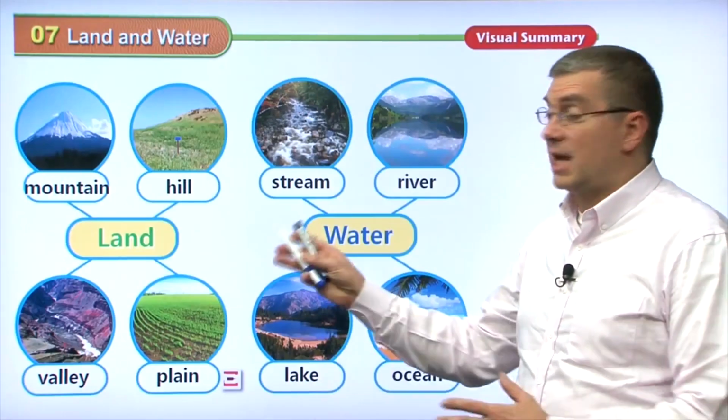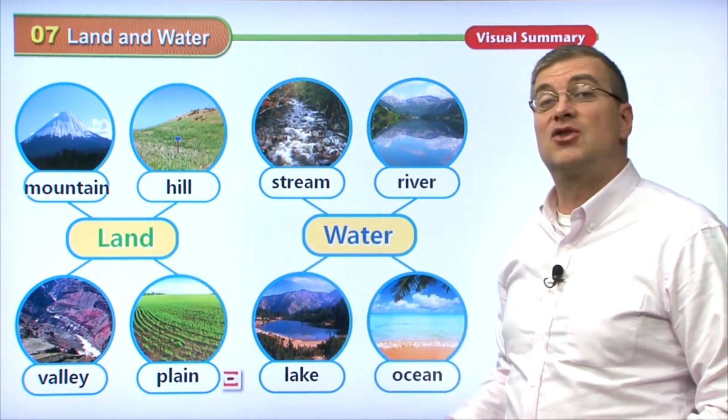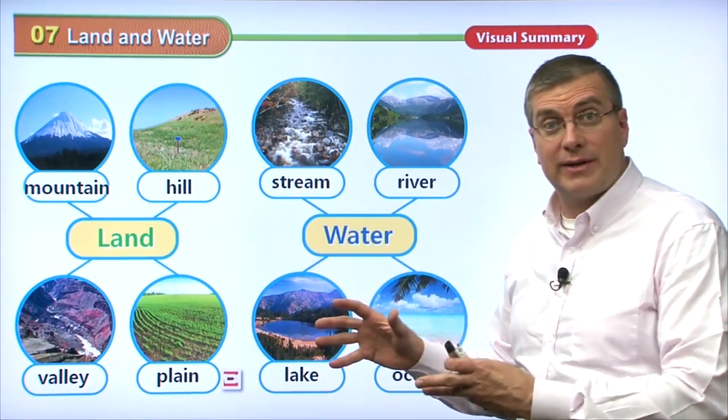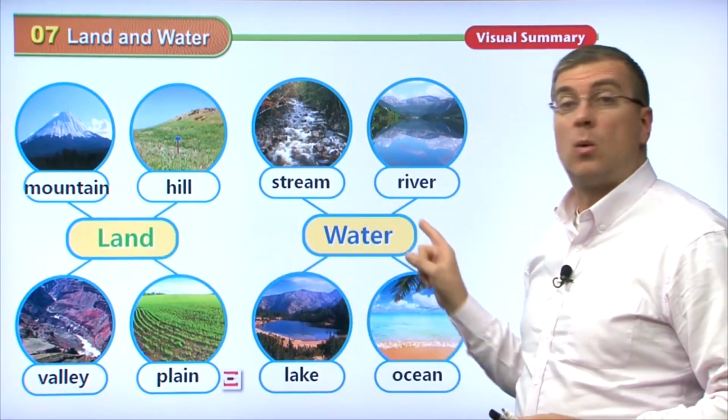Okay, let's move on. We have a nice chart here that shows the 2 different categories, I guess, of features of land. We can categorize these features into 2 main groups. One is land and one is water.